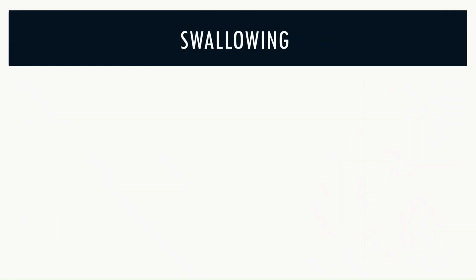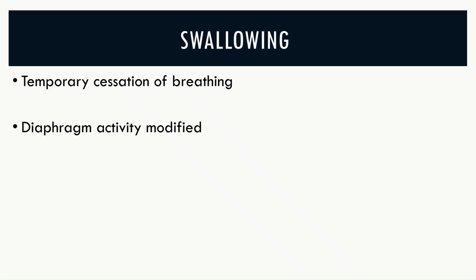During swallowing, respiration is temporarily interrupted. The diaphragm activity is modified to preserve lung volume, and abdominal muscles remain active before and after swallowing. This coordination is important to prevent aspiration.